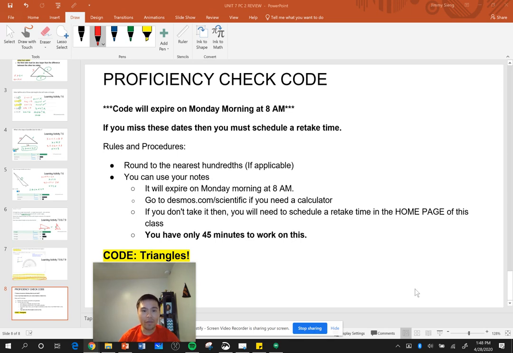If you miss it, or if you go overtime, looks like you only get 45 minutes, then I will only allow you to do it during retake times that you need to sign up for, okay? And that's kind of a hassle too if you miss it.